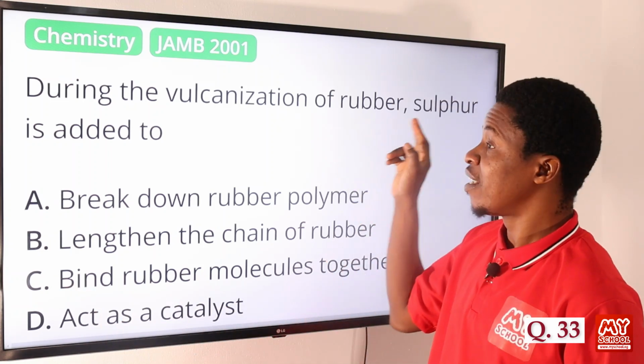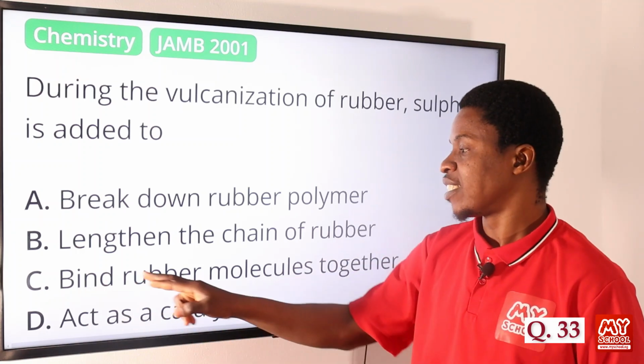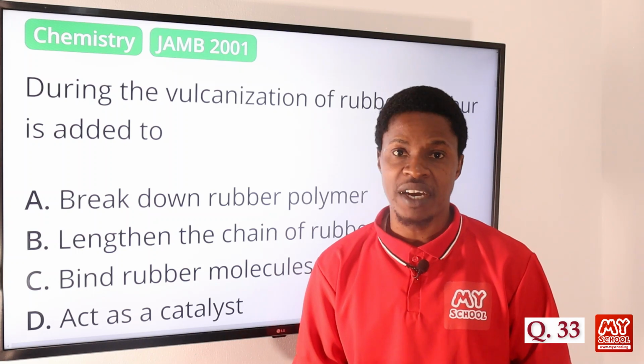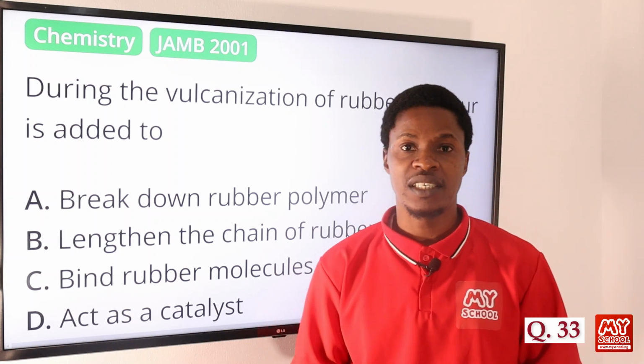During vulcanization of rubber, sulfur is added to bind rubber molecules together in order to increase the strength of the rubber. So the correct answer is option C.